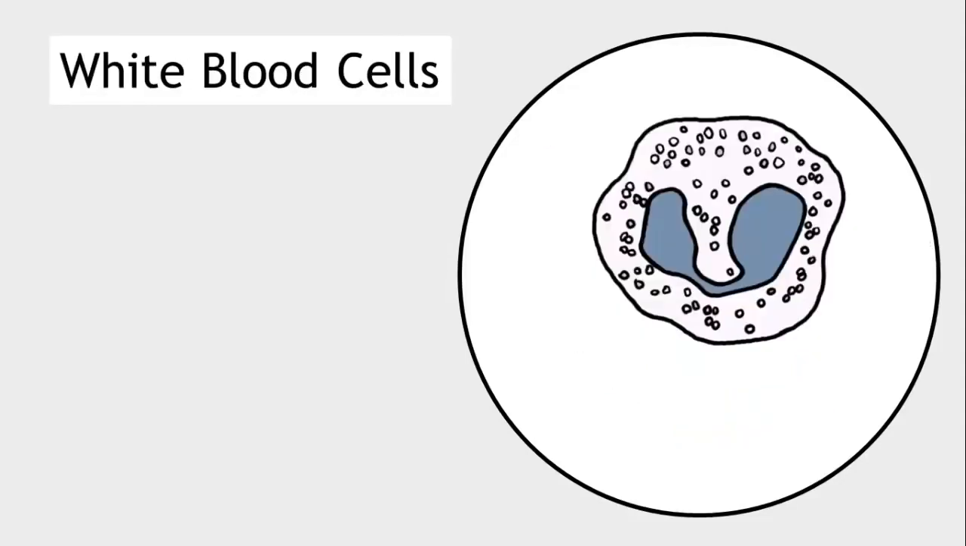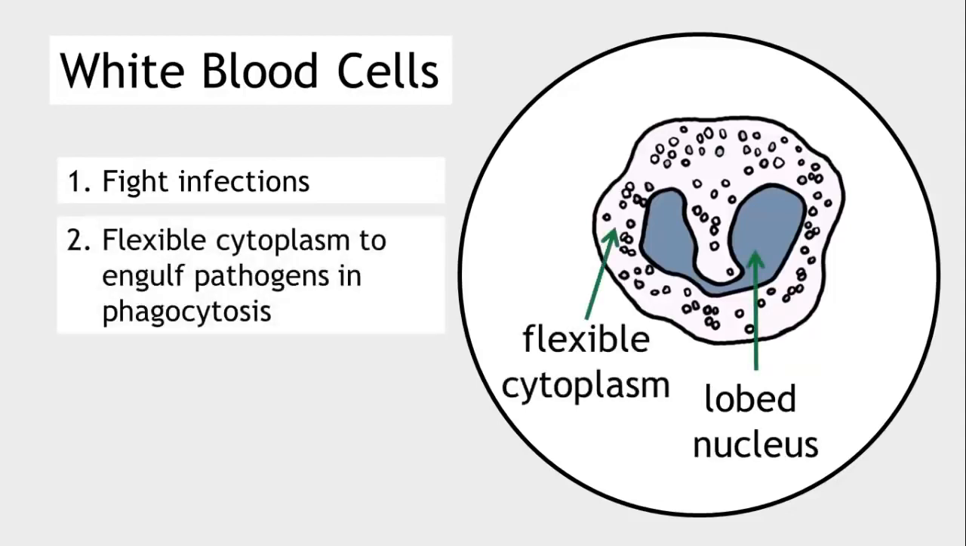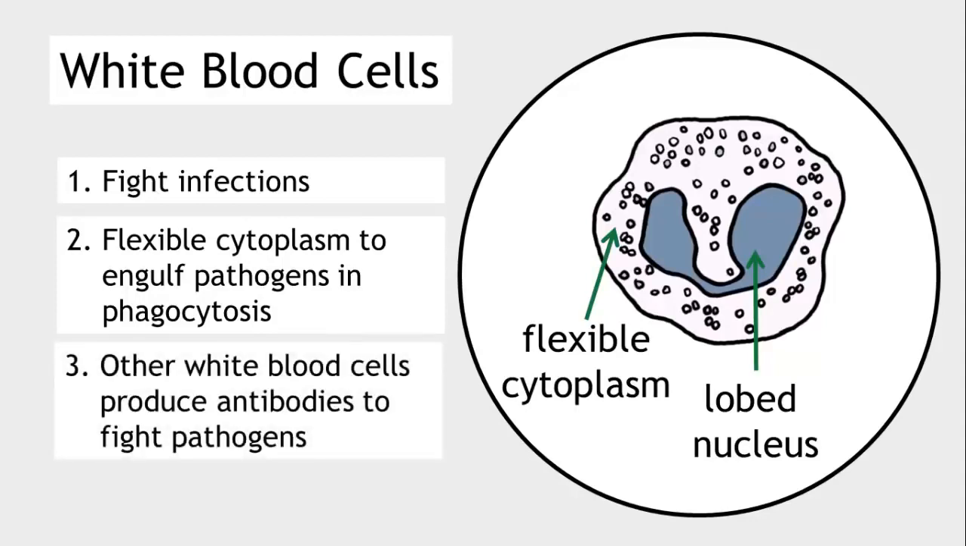Finally, white blood cells enable us to fight infections. They can be identified by the characteristic lobed nucleus. White blood cells have a flexible cytoplasm so that they can engulf pathogens in a process called phagocytosis. Some other white blood cells are specialized to produce antibodies, and it's these antibodies that fight pathogens.